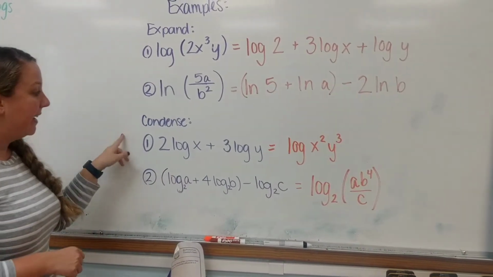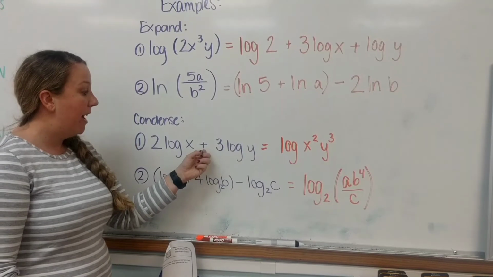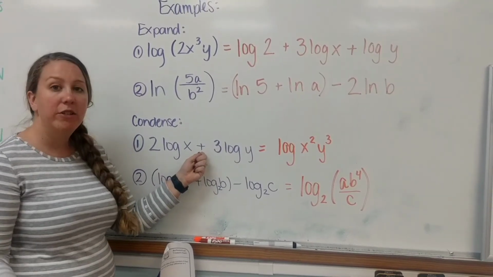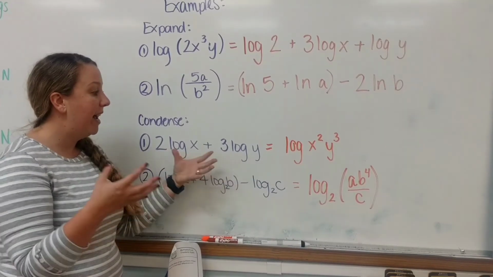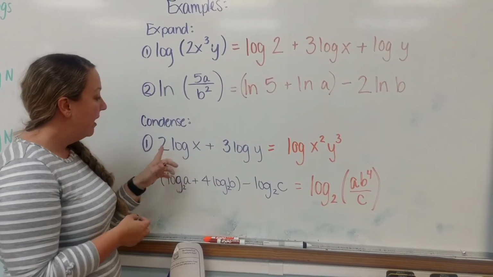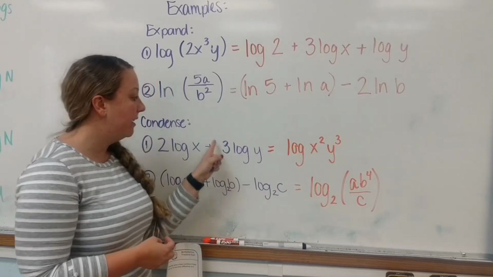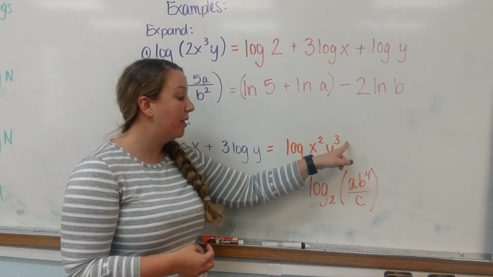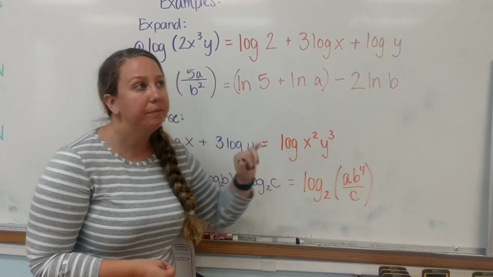And when I'm condensing, I'll have something like 2 log x plus 3 log y. So now we know that addition, when you're condensing, turns into multiplication. So my log x and log y, I have log x times y. This 2 becomes the exponent, so I have x squared, and this 3 becomes the exponent to get y cubed. So my final answer is log of x squared y cubed.